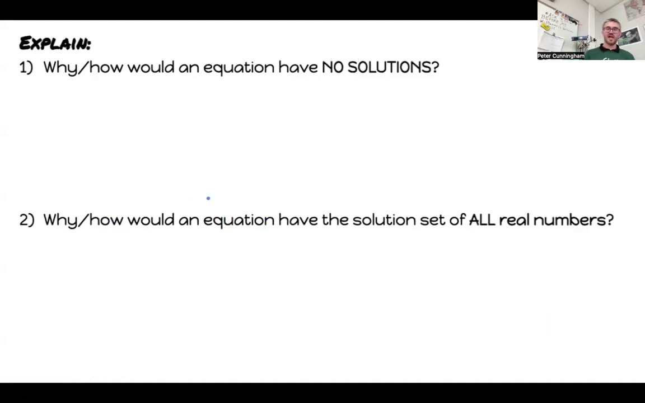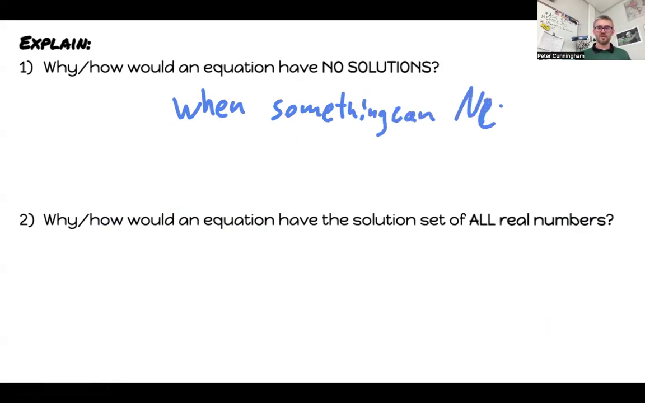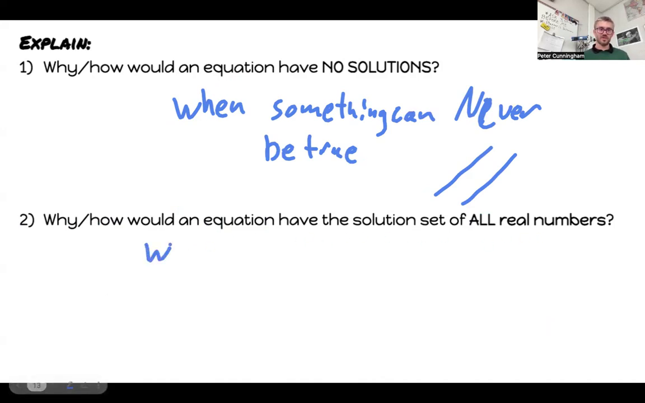Okay, why would an equation have no solutions? Again, when something can never be true. It's like asking, when are these parallel lines going to cross? Never. Okay. How would an equation have a solution of all real numbers?